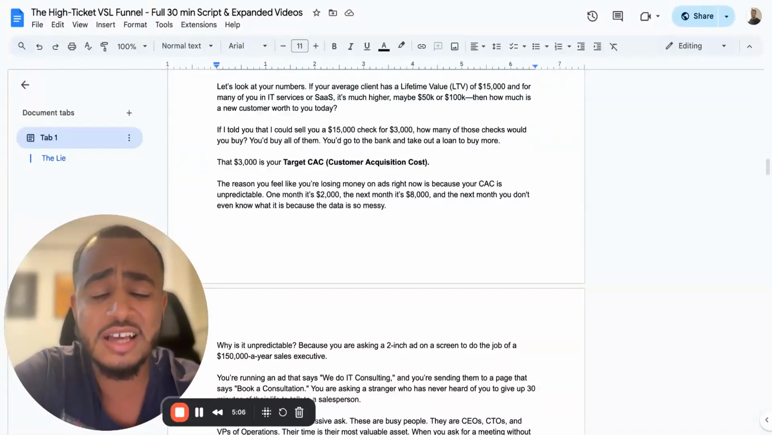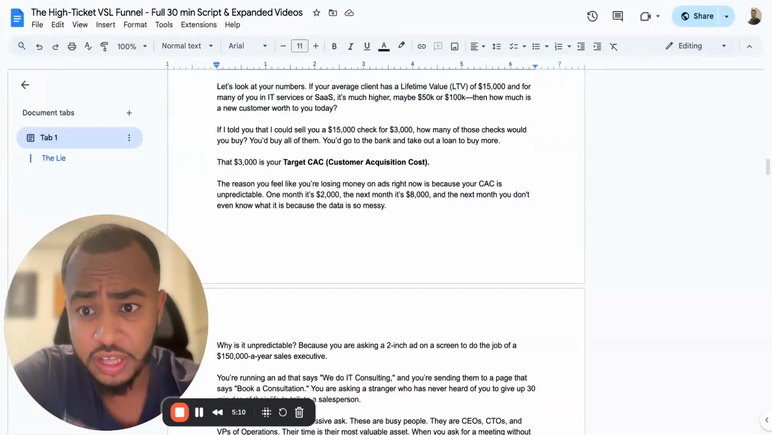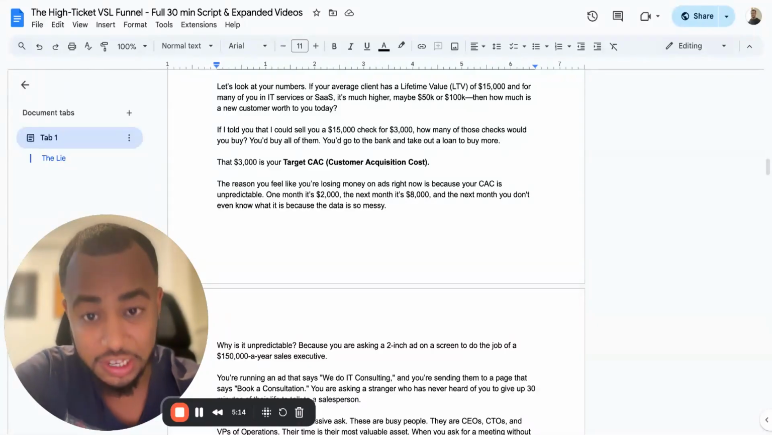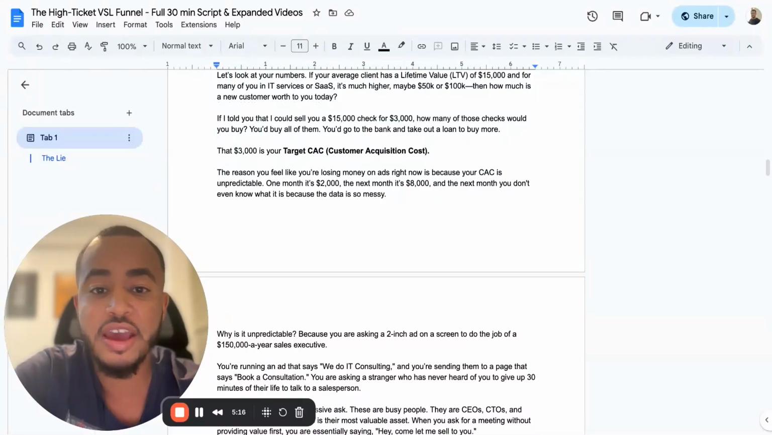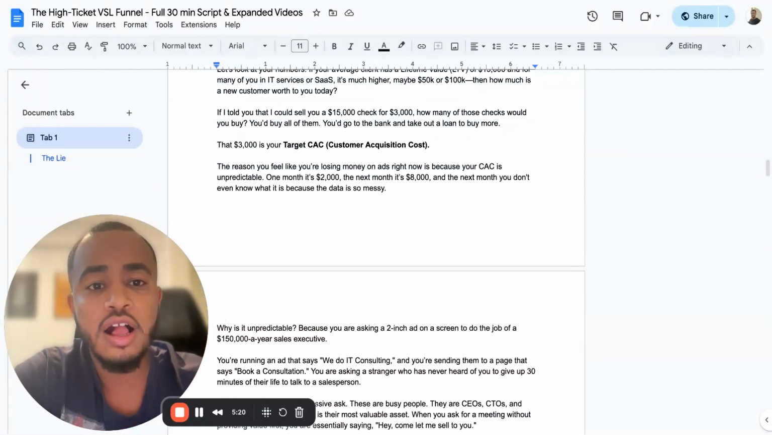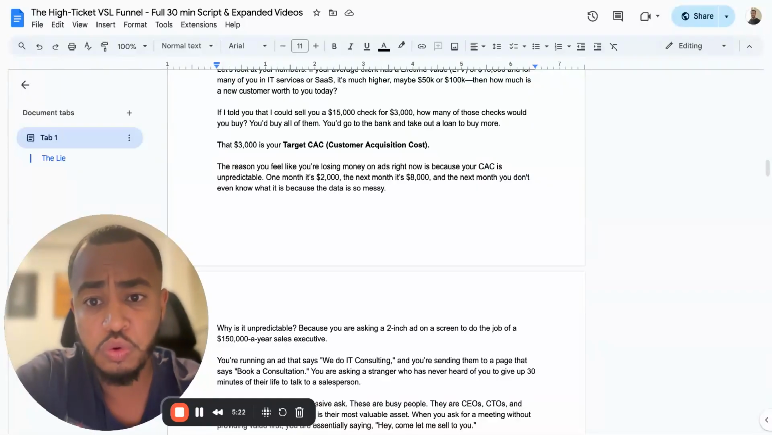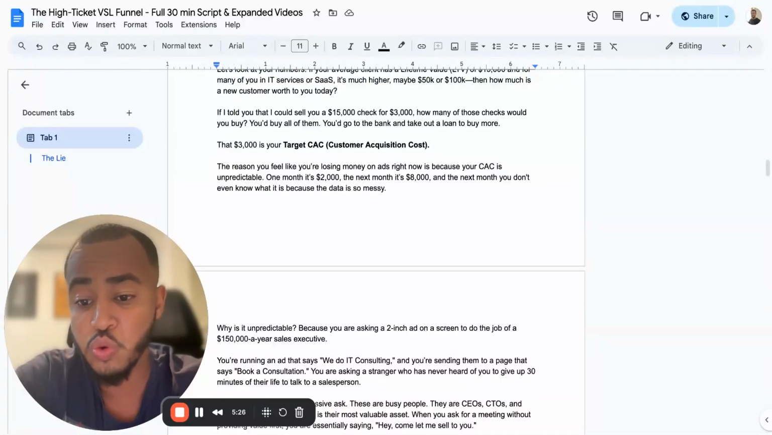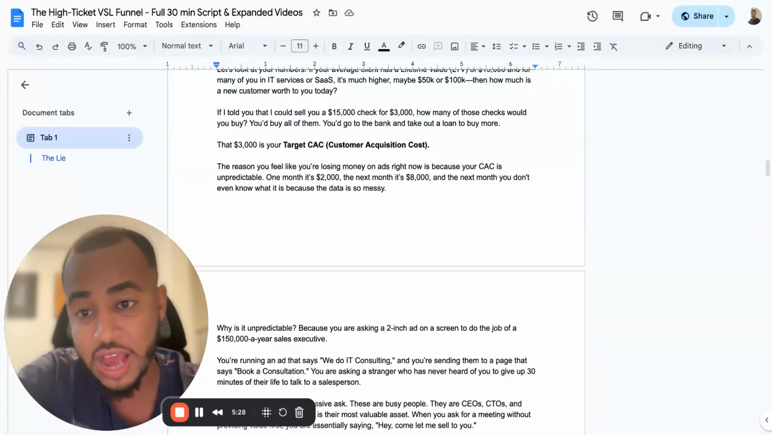If your average client has a lifetime value of 15K, and for many of you in IT services or B2B SaaS, in most cases it's much higher, maybe it's six figures, who knows, then how much is a new customer worth to you today? You need to understand this most important question if you want to scale your ads.